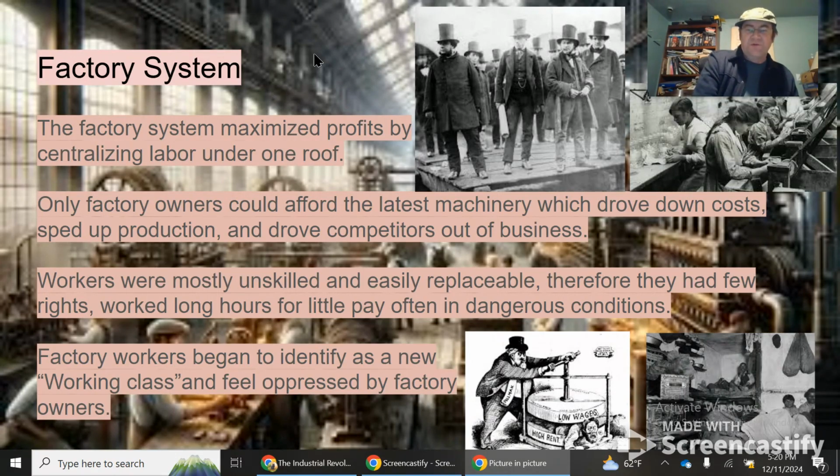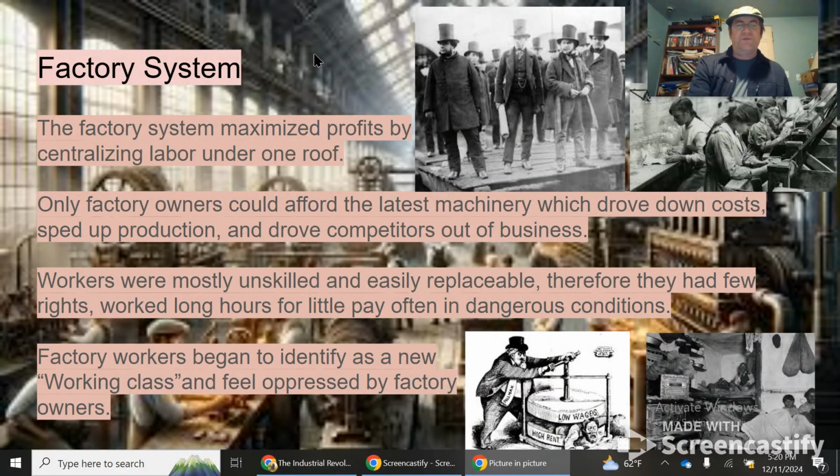Only factory owners could afford the latest machinery, which drove down costs for manufacturing, sped up production, and drove competition out of business. So for example, if you're making clothes by hand and next to you a textile factory opens up, they will most likely drive you out of business because they can make more product for a much cheaper price than you can.